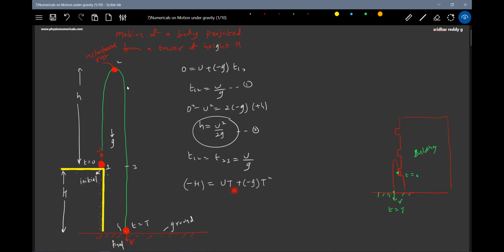So when you're using equations of motion, you have to substitute the quantities like velocity, displacement, acceleration with the sign. So what is the sign convention here? Look at first the displacement. It is opposite to initial velocity. Initial velocity is u upward. And how is it opposite to initial velocity? So therefore minus h.